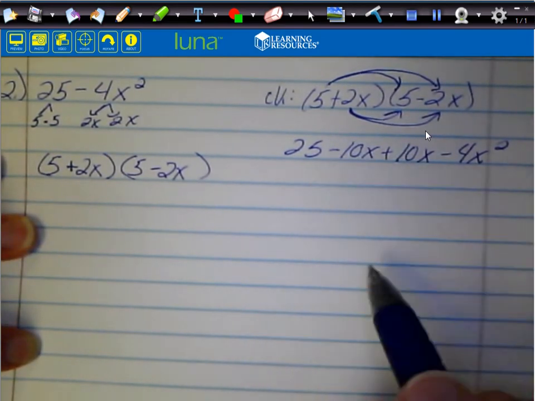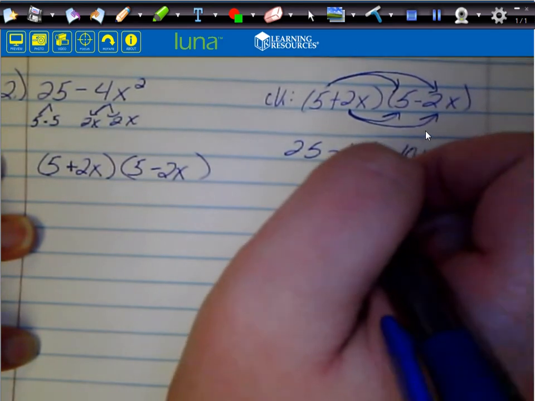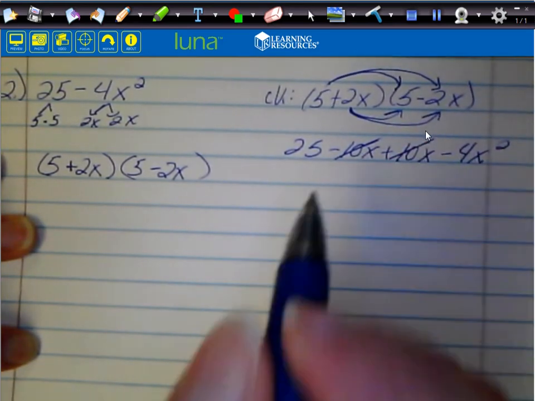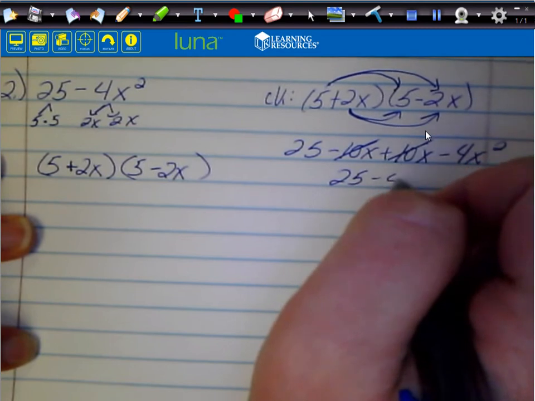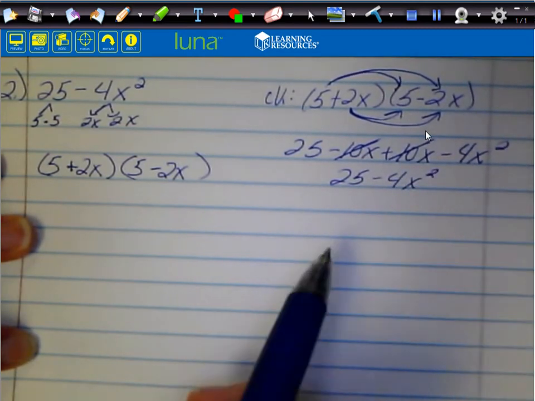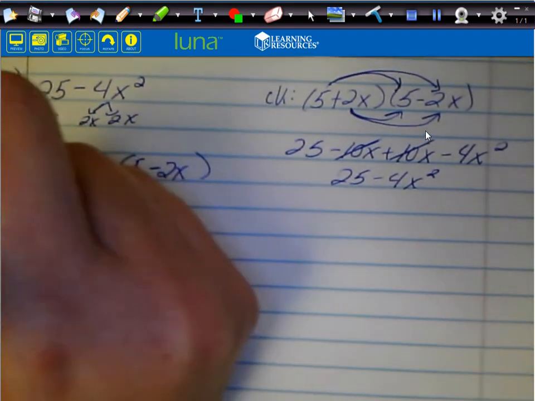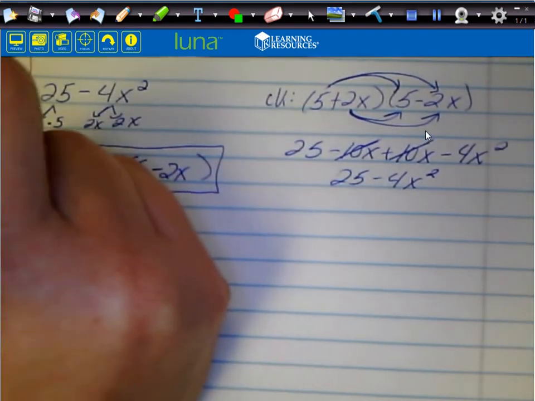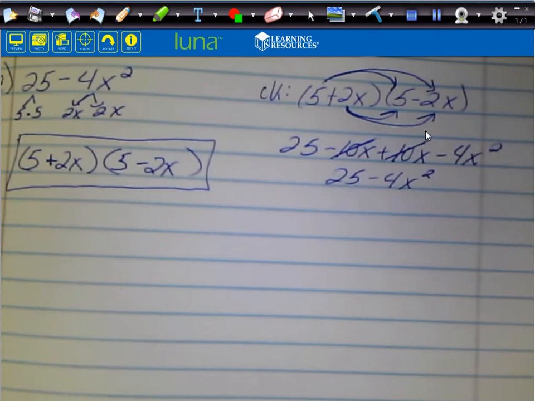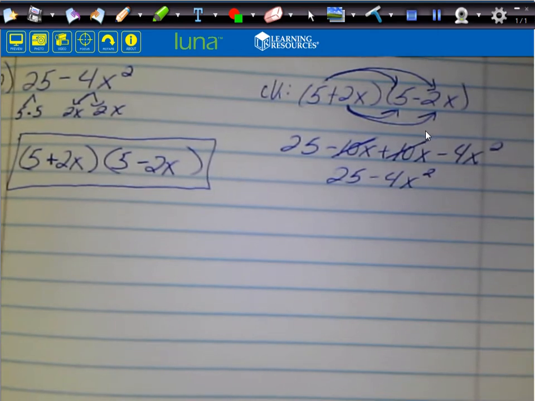Minus 10x and positive 10x here are going to cancel, so I'm going to go ahead and mark those out. And I have 25 minus 4x squared, which is exactly what I started with. So I know that I factored that correctly. So this is my final answer right here. Please make sure that you have the work and the check written for number 2 before you move on.